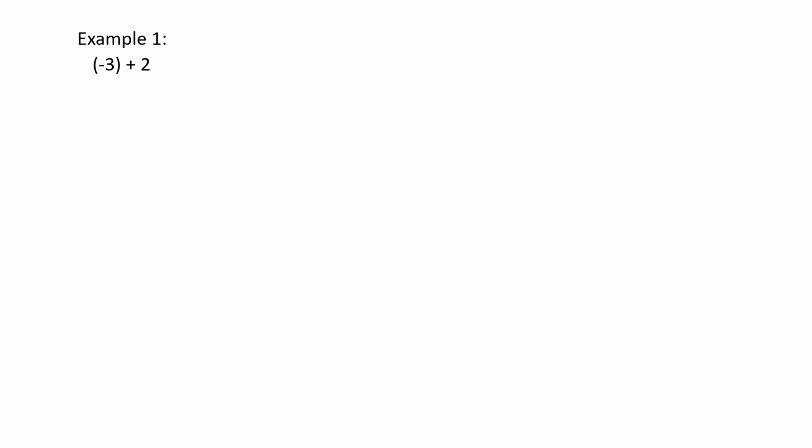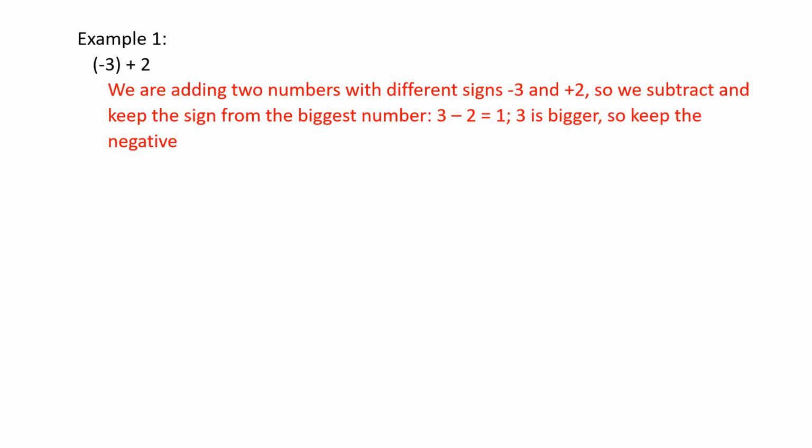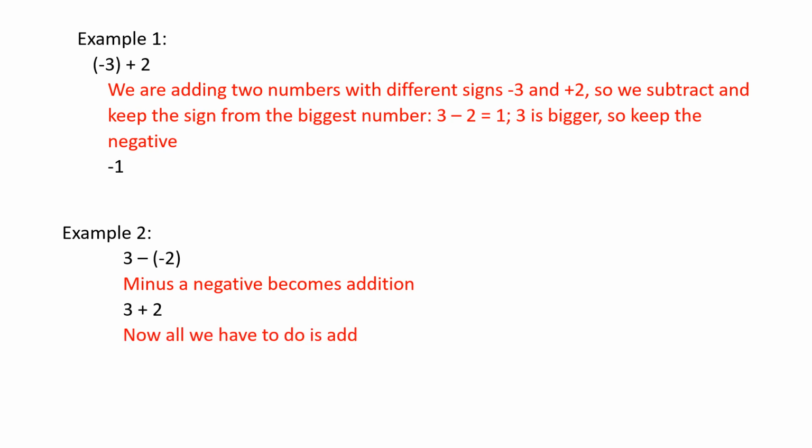So this is negative 3 plus 2. We're adding two different signs. We're adding a negative and a positive, so we subtract, keep the sign from the bigger number. The answer is negative 1. 3 minus 2 is 1. 3 is bigger, so we keep the negative. Example 2. 3 minus negative 2. Minus a negative becomes addition. So it just becomes 3 plus 2. All you have to do is add, and you get 5.